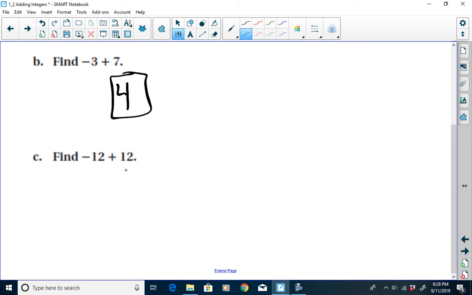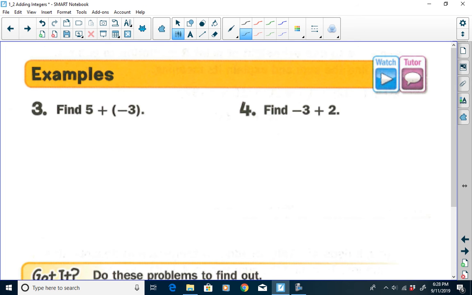I have negative 12 and 12. I'm adding integers with opposite signs. I subtract their absolute values, and that's going to be 0. And if you think about it, if you have 12 negative and then you add 12 positive, right, they're opposites. Anytime we add opposites, your sum's always going to be 0.